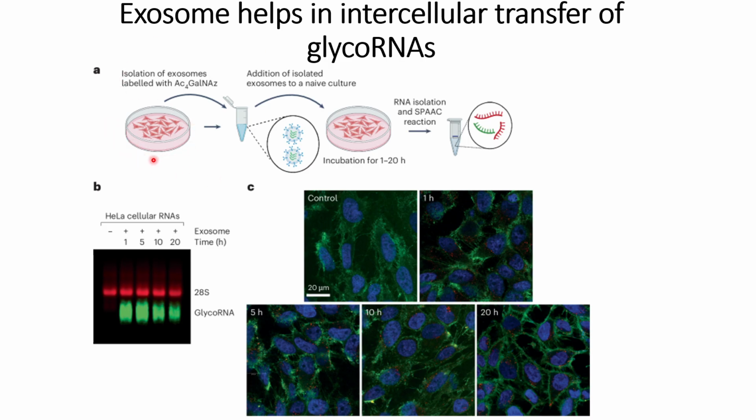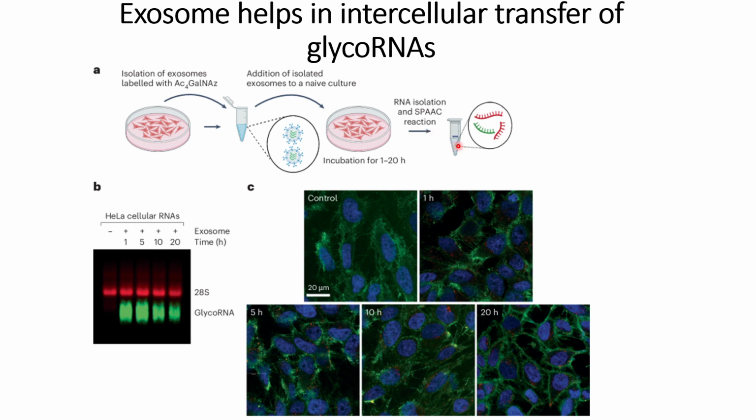they took the cells and treated them with this Ac4GalNAz and then isolated the exosomes. We have discussed the results in our previous videos that these exosomes contain glycoRNAs. So what they did is they isolated the exosomes and incubated them with native HeLa cells. In these native HeLa cells, they checked the cellular RNA contents at different time intervals, from 1 to 20 hours.